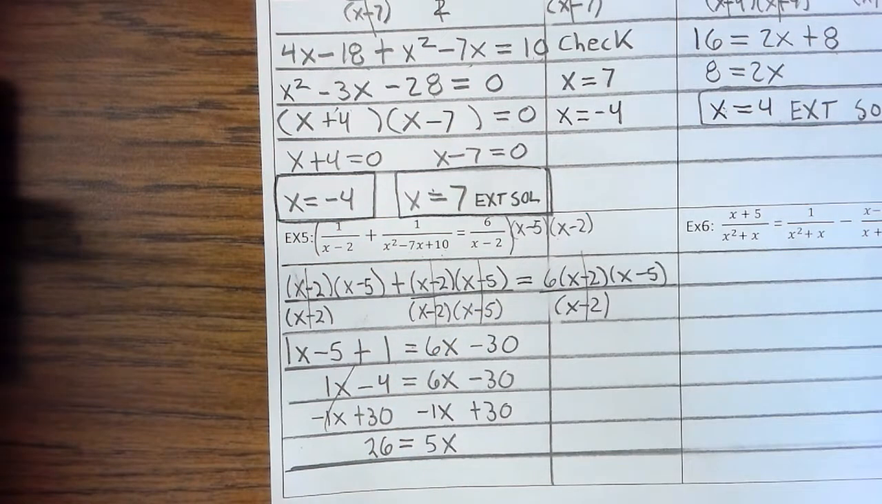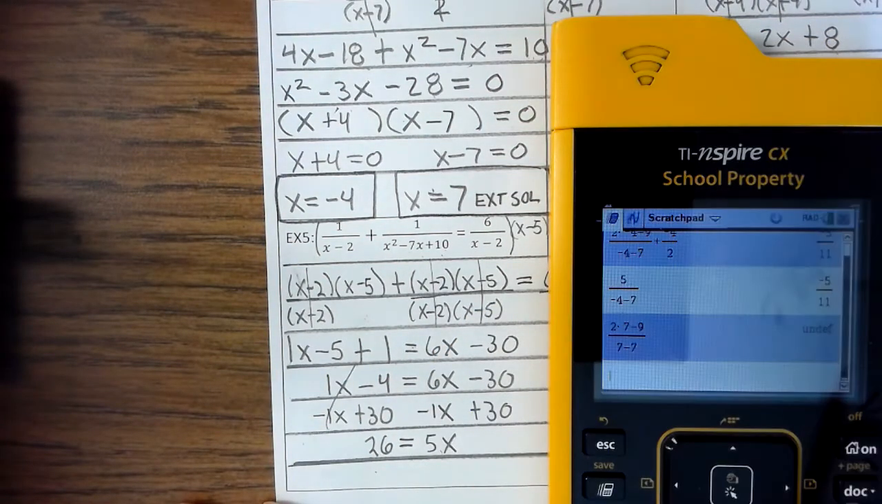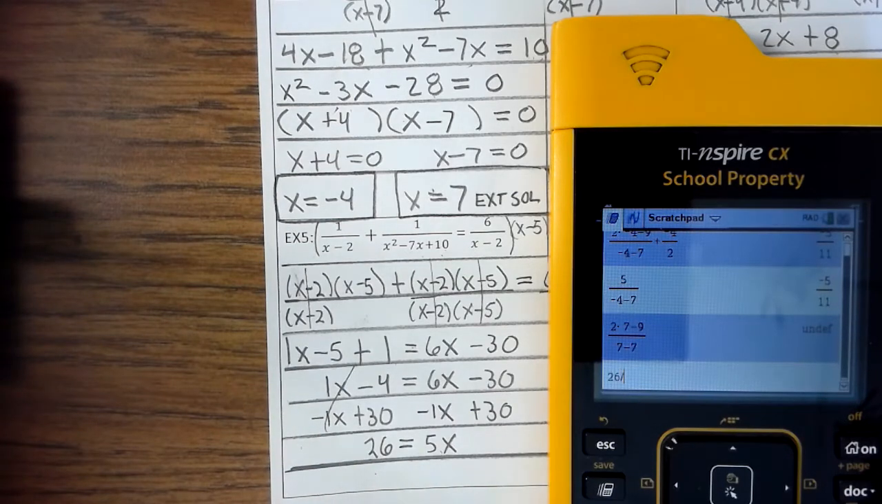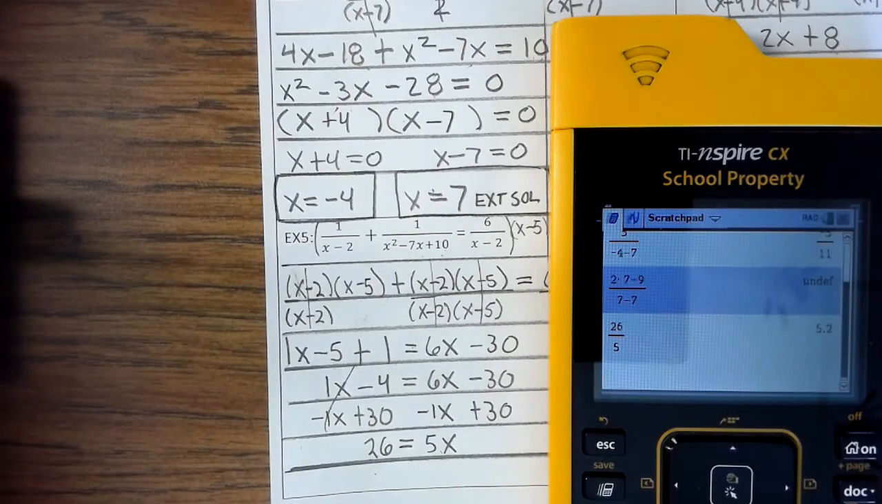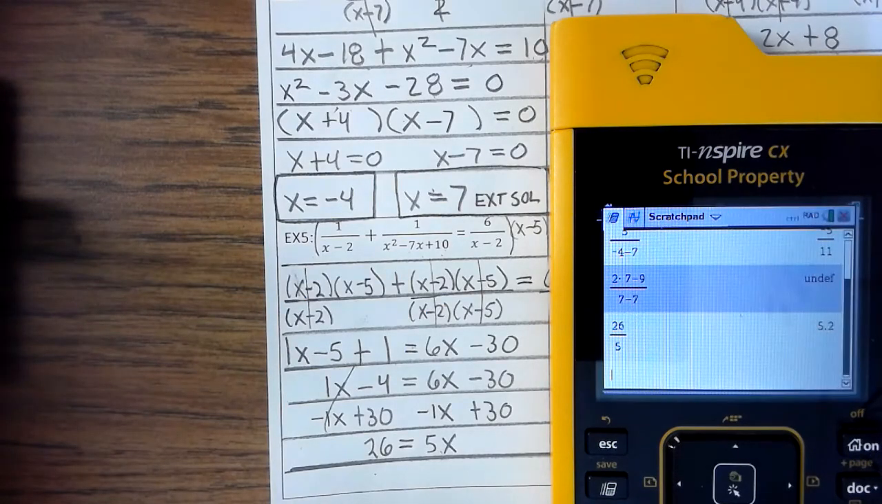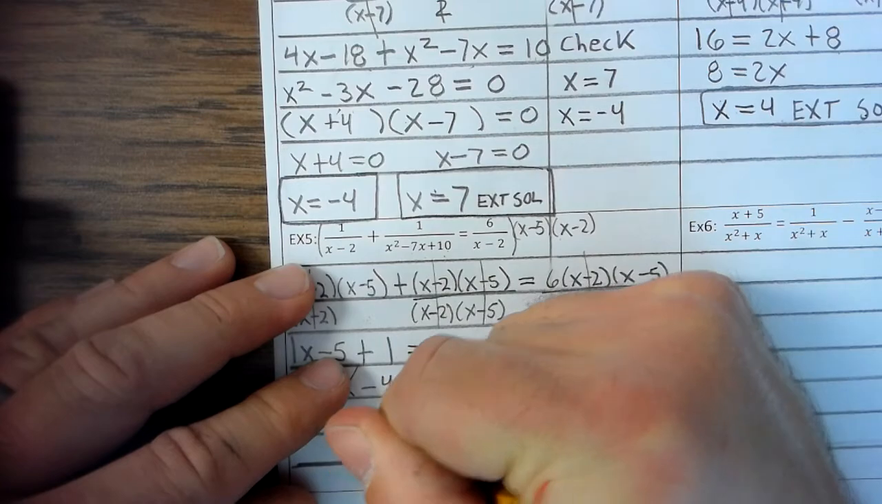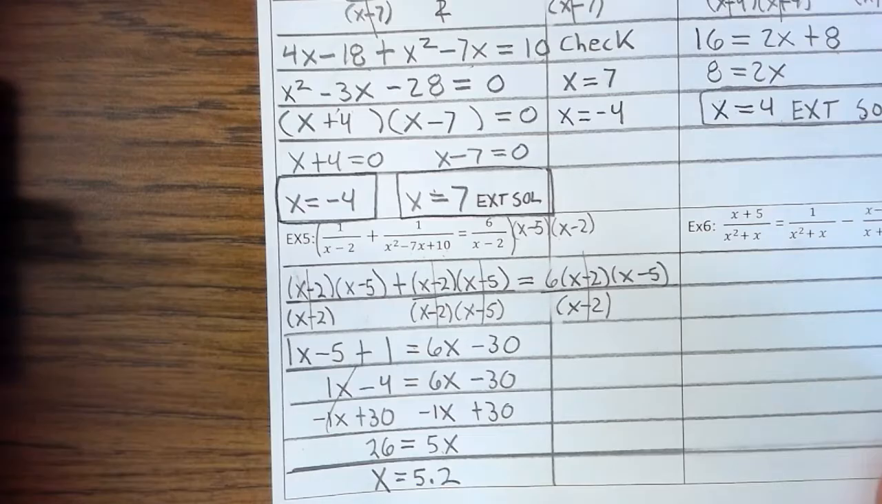So 26 divided by 5 is 5.2. Okay? And there we go, brighten the screen a little bit. So x equals 5.2. All right, now we need to check.